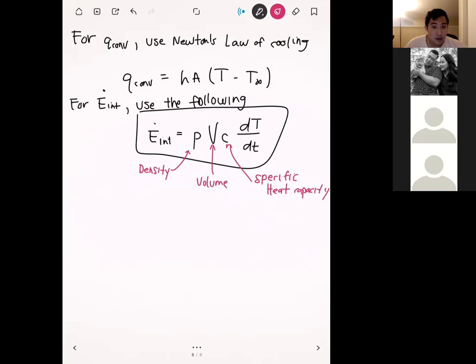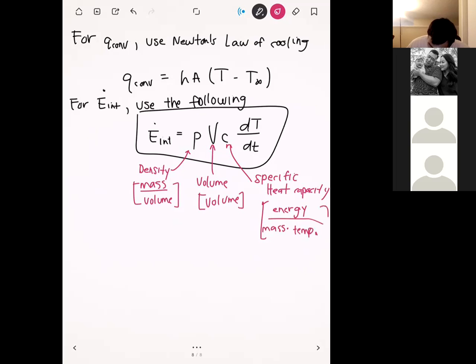Okay. And so the units for all of these are given by the following. For density, we have a mass over volume, so usually something like kilograms per meters cubed. For volume, that's just meters cubed. And for specific heat capacity, the units are energy, which could be something like joules, divided by mass times temperature.